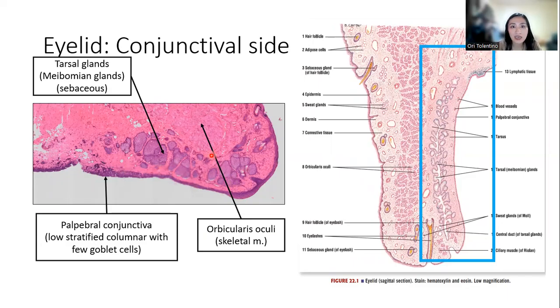Here you can find the tarsal glands or the meibomian glands, which are your sebaceous glands. They produce an oily substance that prevents the evaporation of the tear film of the eye, so the eye remains moist. Here you can also see a portion of the orbicularis oculi, which is a big skeletal muscle which opens and closes the eyelid. This is your palpebral conjunctiva, low stratified columnar with few goblet cells. I'll show you a picture later.